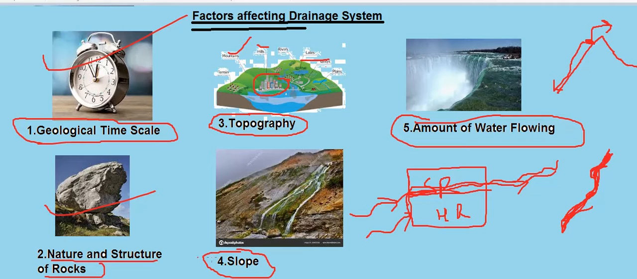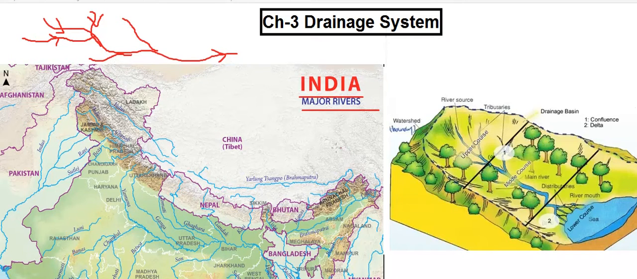Also, let's come back to figure number 1. When we talk about a river, suppose it originates from one point, that point is called as river source. This river source flows down with the help of the slope and it is joined by tributaries. What are tributaries? A river flowing into a larger river or a lake. A river flowing into the larger river.